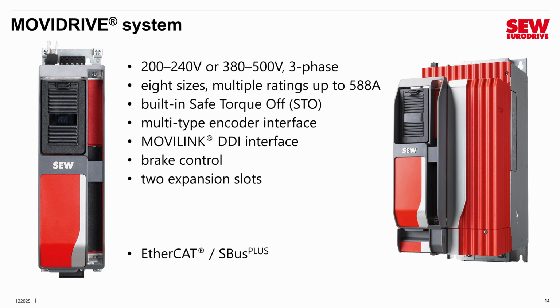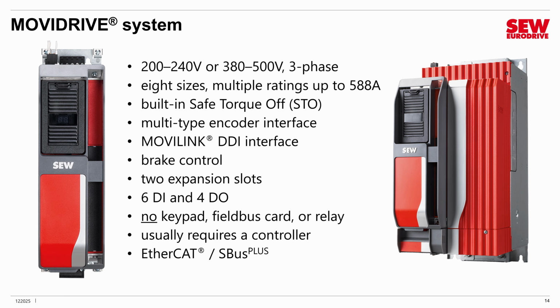Let's move on to MOVIDRIVE system. You notice that it has just about the same specifications as MOVIDRIVE technology. It's no coincidence, they're very similar products, but it's got a few differences here, and I want to highlight those, which is why there's a hole here in the slide. Let's fill it in. It has 6 digital inputs and 4 digital outputs, no keypad, no field bus card, and no relay. Now you may be thinking, wait a minute, that seems like you've downgraded the product, not upgraded it. Why is it missing some of those features?